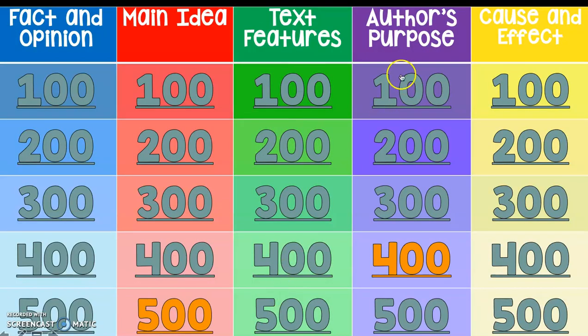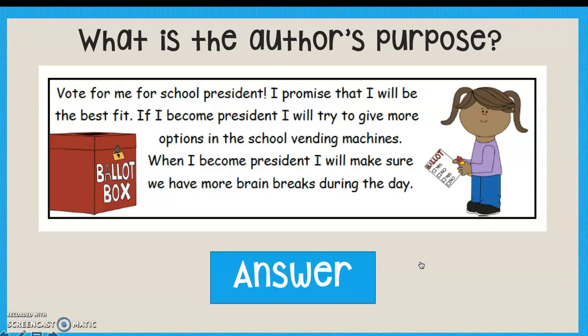All right, we have 2 left. Let's save the 500 for last. Let's go ahead and go for author's purpose for 400. What is the author's purpose? Vote for me for school president. I promise that I will be the best fit. If I become president, I will try to give more options in the school vending machines. When I become president, I will make sure we have more brain breaks during the day. So is this written to persuade, inform, or entertain you? P, I, or E?